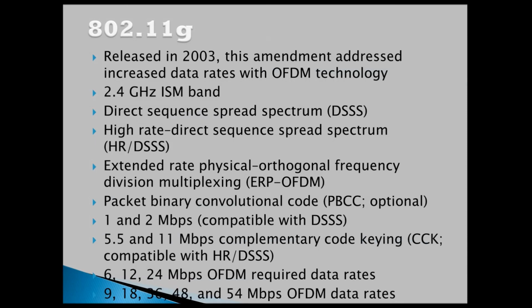802.11g was introduced in 2003. It's similar to the amendments 802.11 and 802.11b in the fact that it operates in the 2.4 GHz band. This means it's backward compatible with legacy devices. 802.11g introduced extended rate physical orthogonal frequency division multiplexing and boosted rates to 54 megabits per second.